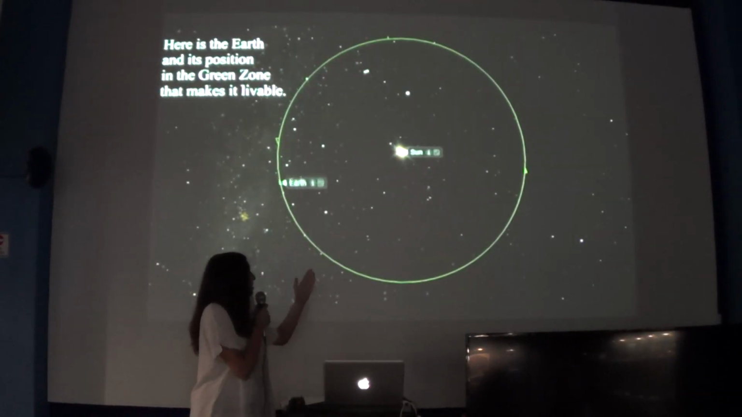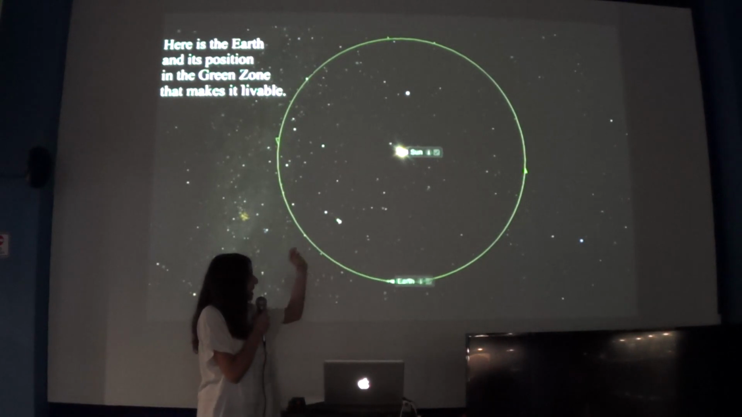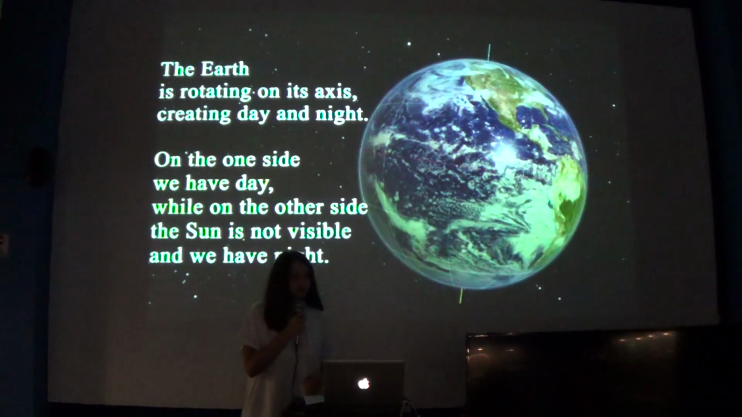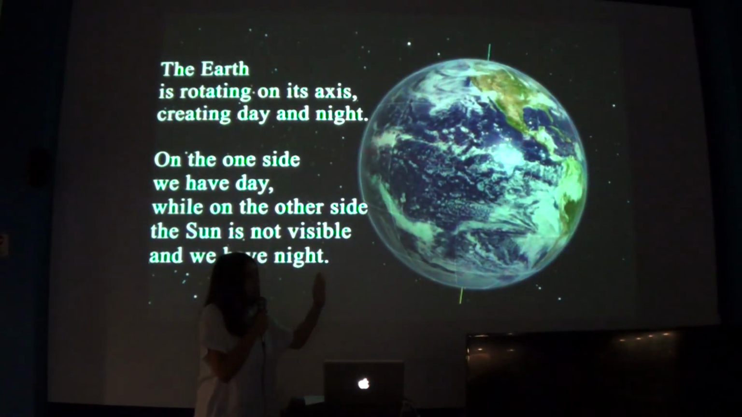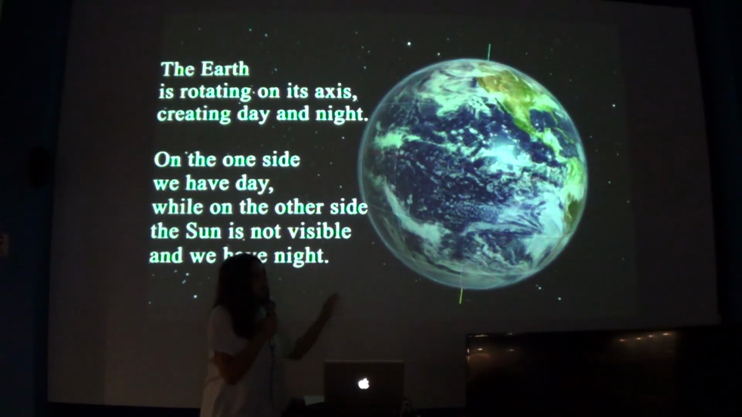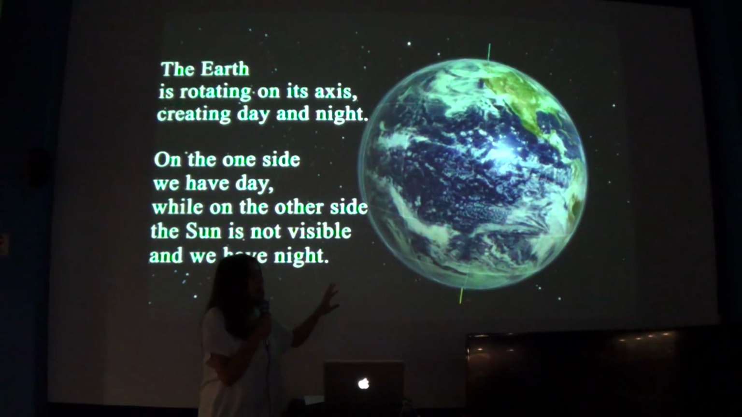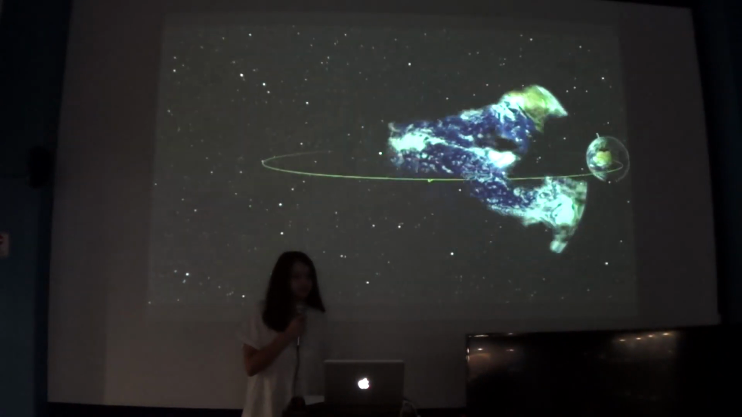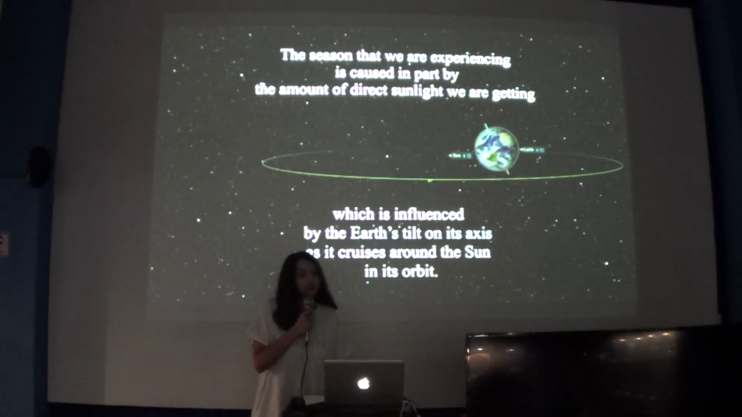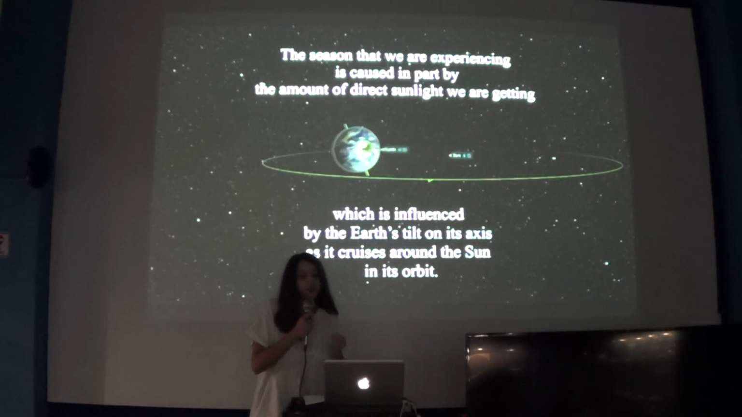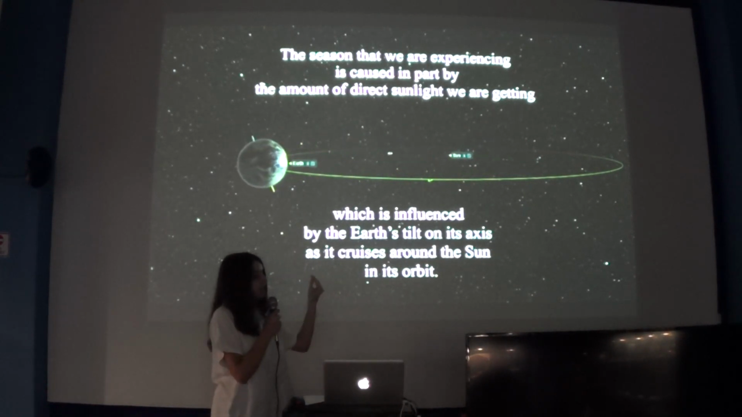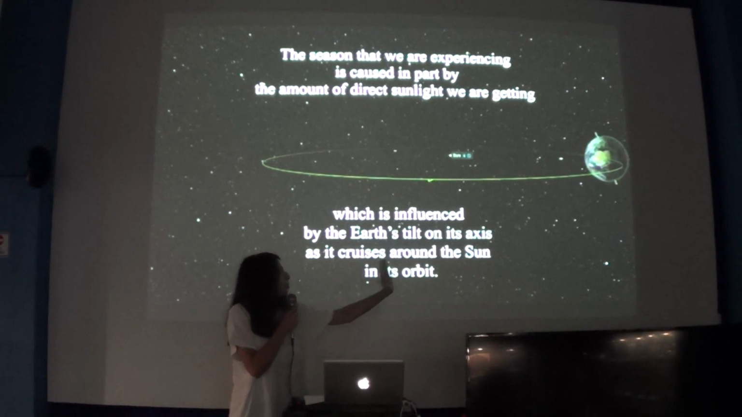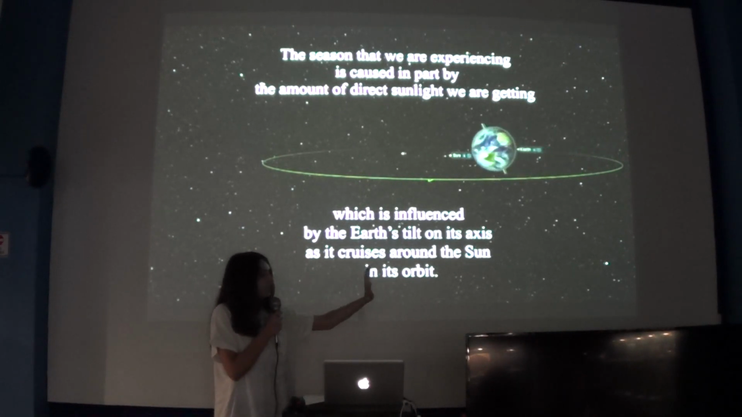Here is the Earth and its position in the green zone that makes it livable. The Earth is rotating on its axis, creating day and night. On the one side we have day, while on the other side the Sun is not visible and we have night. The season that we are experiencing is caused in part by the amount of direct sunlight we are getting, which is influenced by the Earth's tilt on its axis as it cruises around the Sun in its orbit.